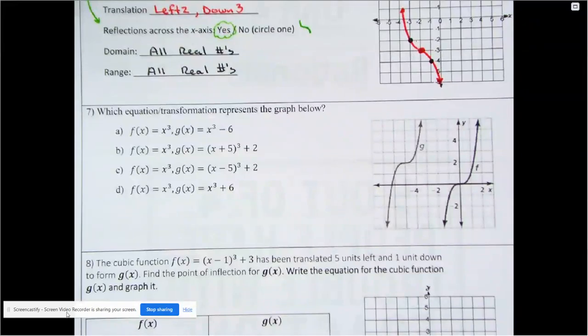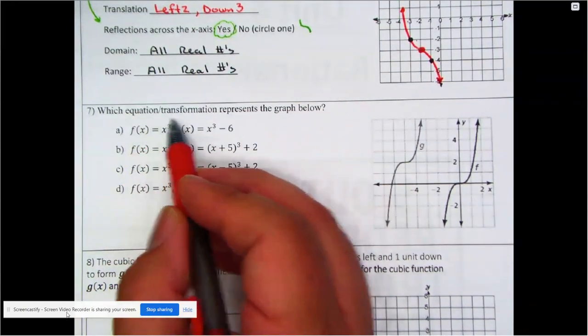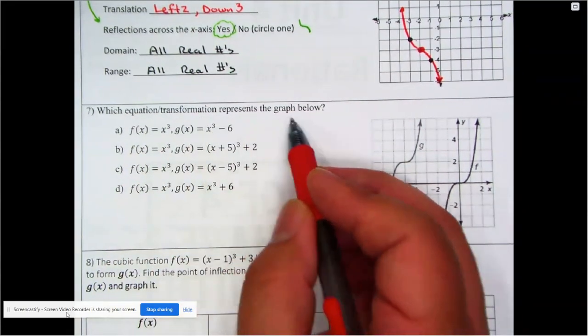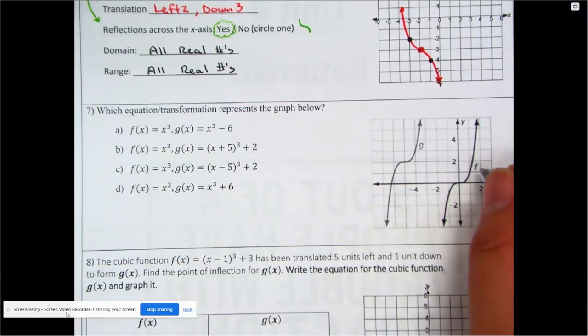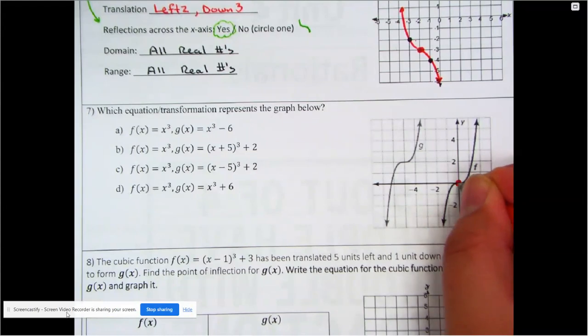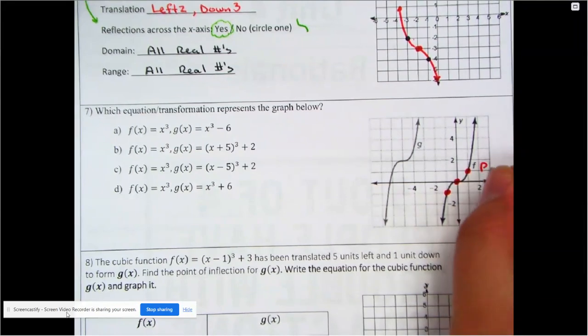And then there's number 7. Now, when I'm looking at number 7, it seems very similar, right, to the last problem that we just did, but it's multiple choice this time. But again, I want to show you how we do this for the test. They said, which equation / transformation represents the graphs below? All right, well, first of all, look at this one. F of x hits 0, 0. It hits 1, 1. It hits -1, -1. This one is the parent.